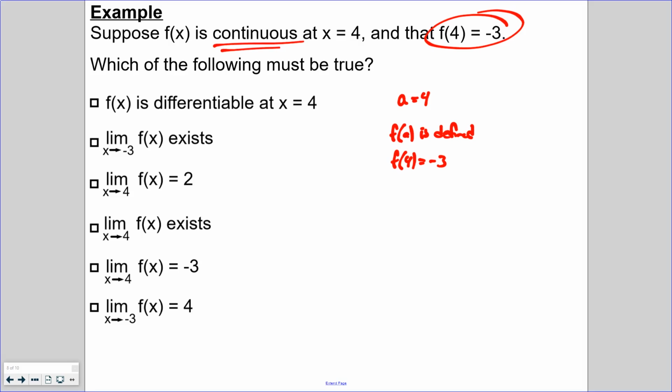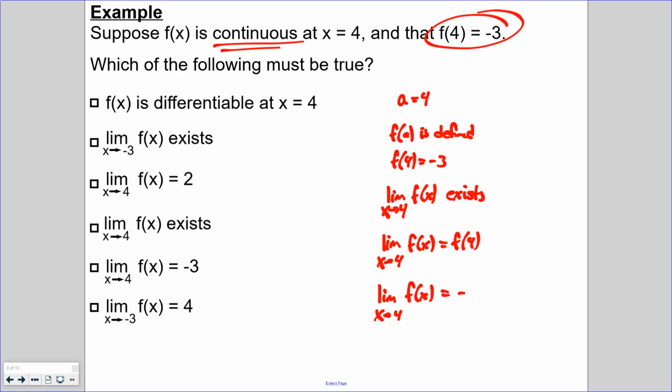Since this function is continuous, we also know the limit as x approaches our a value, which is 4, of our function f of x exists. And we know the third condition, the limit as x approaches 4 of f of x, has to equal f of 4. And we already know that f of 4 is equal to negative 3, so we can substitute that in and find out that the limit as x approaches 4 of f of x also equals negative 3.